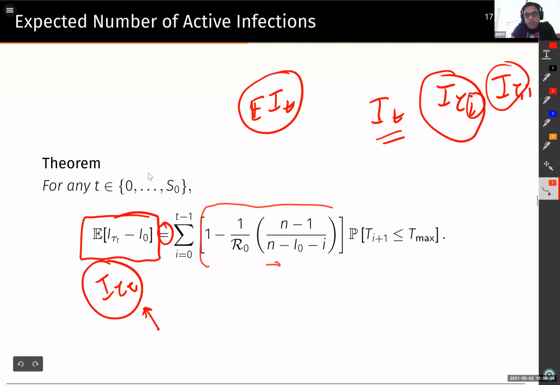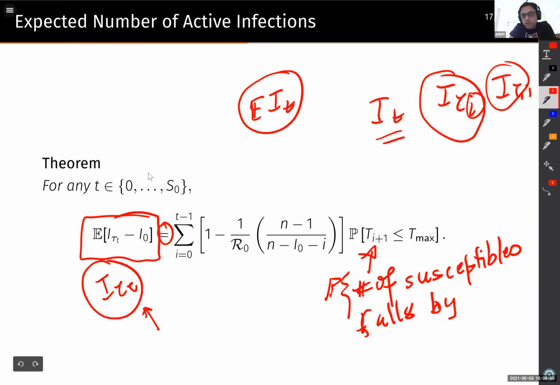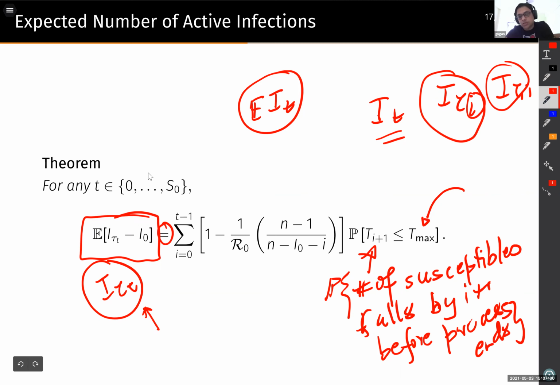So these quantities over here depend on I, the number of infected individuals. And this is multiplied by the probability of T_{i+1} less than T max. This probability concerns the event that the number of susceptibles falls by I plus one before the process ends. So that's what this event talks about.